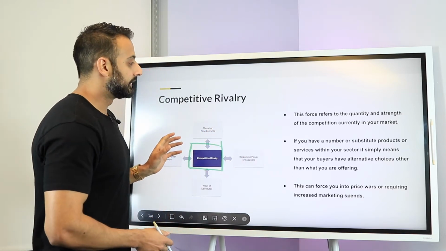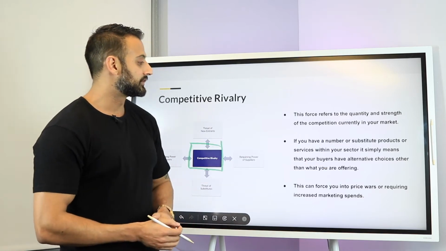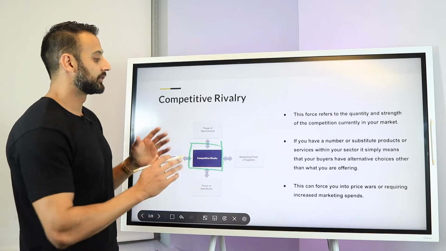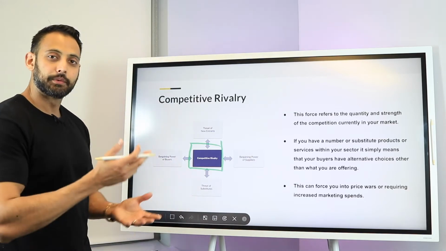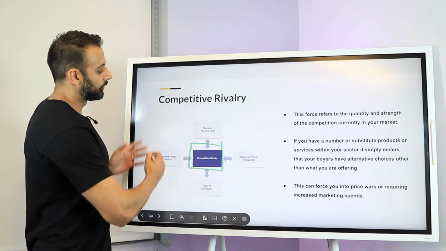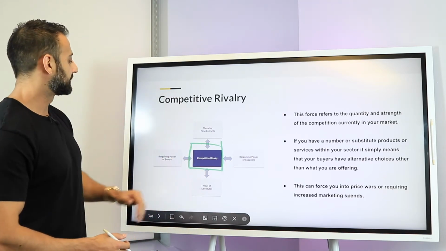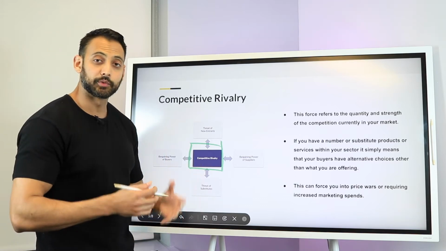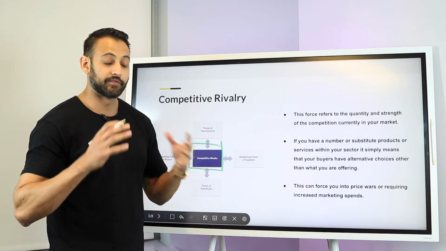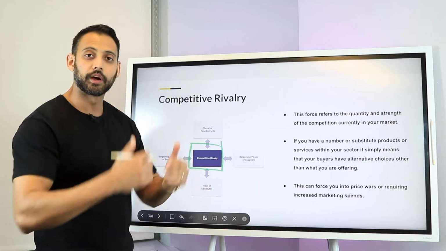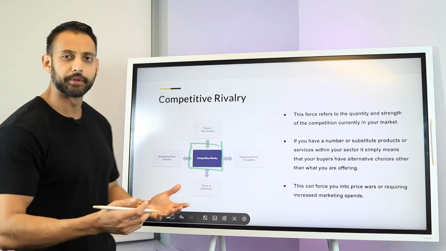So it's really, if you've got a number of substitute products or services within your sector, it simply means that your buyers have an alternative choice to what you're selling. So you can end up in price wars, right? Because this is where everything sort of falls into play. If you've got the bargaining power of suppliers, if you've got the threat of substitutes, if you've got bargaining power of buyers, we're going to break down what that is in just a sec. But if they all have bargaining power and they're threatening your business, it's going to affect what kind of prices you are, right? We've all been there in business.